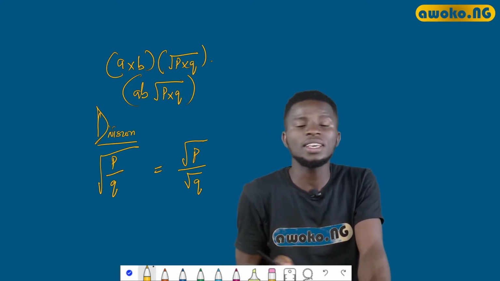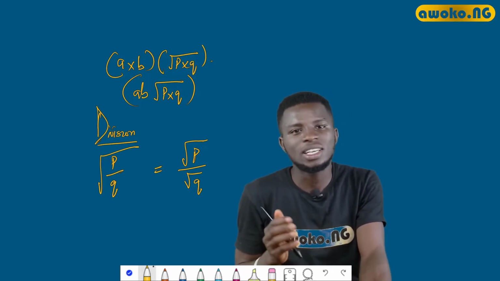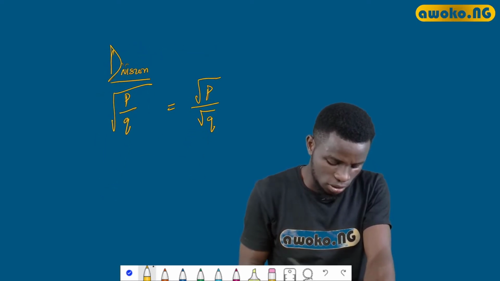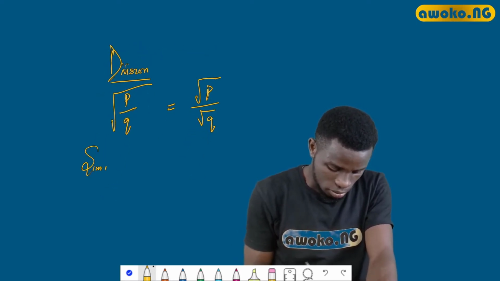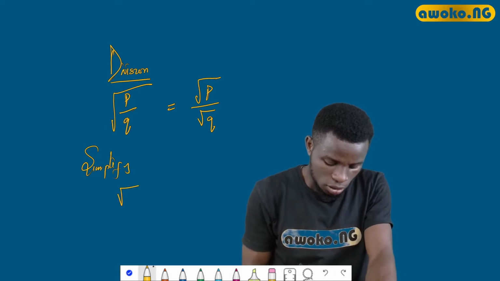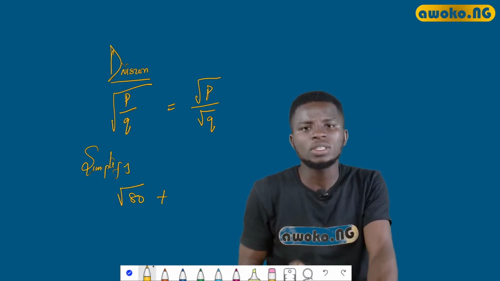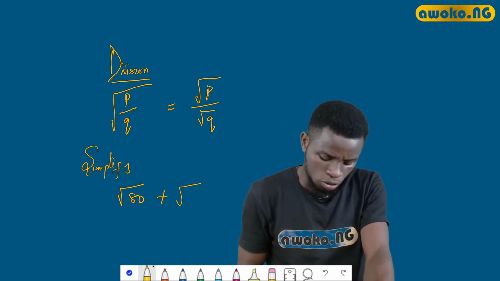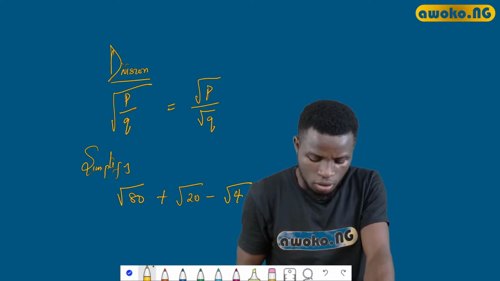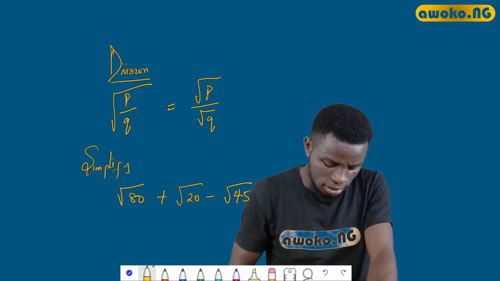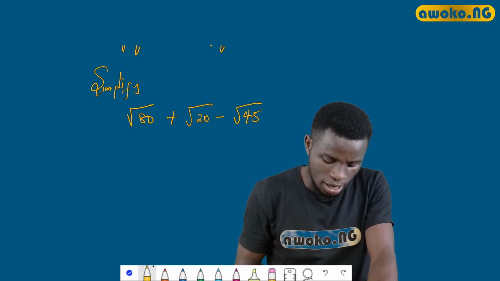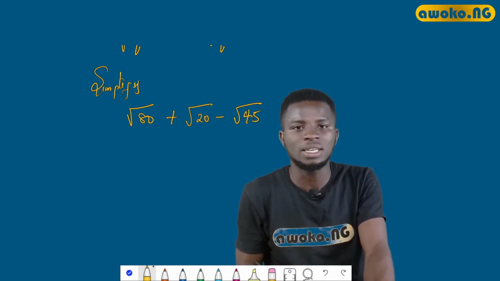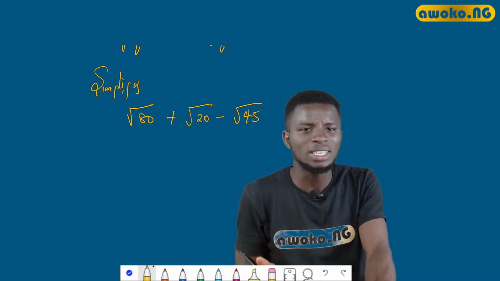The first question here is to simplify the expression below. And what is the expression? The expression is: simplify the square root of 80 plus the square root of 20 minus the square root of 45. You will realize that this problem is a combination of both addition and subtraction rule. So what is the first step here?